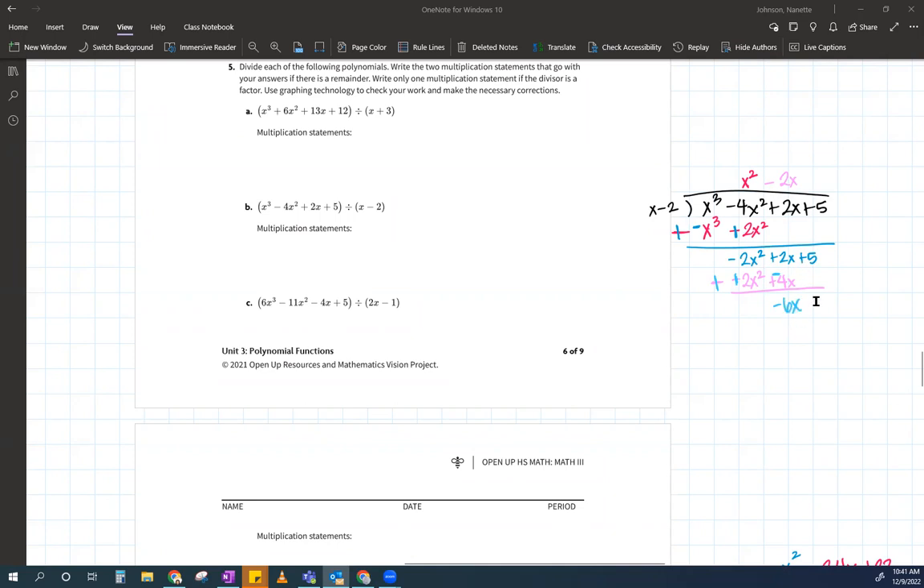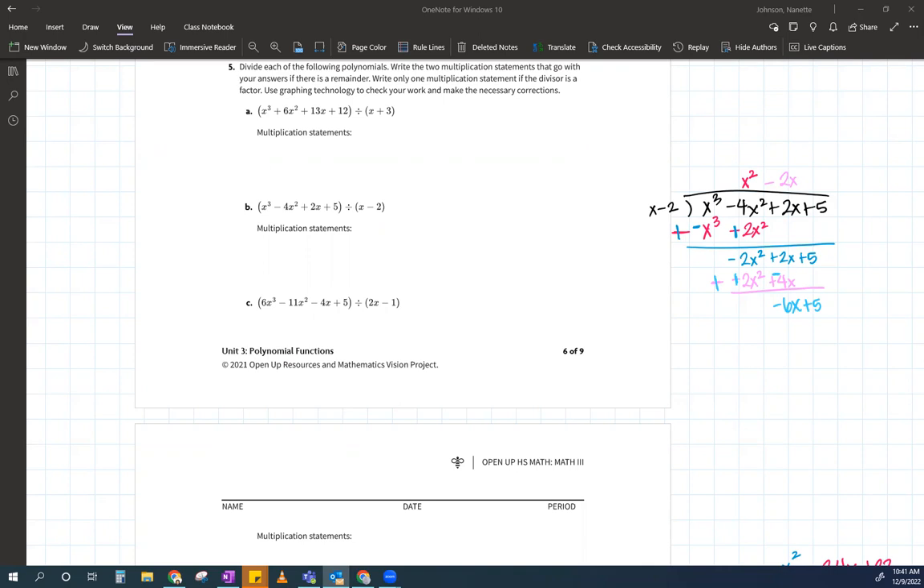So then I bring this down, negative 6x plus 5. And then, so then I divide negative 6x by x, and I get minus 6, right? And then, so I do it again, negative 6x, and then I get negative 6 times negative 2 is positive 12.